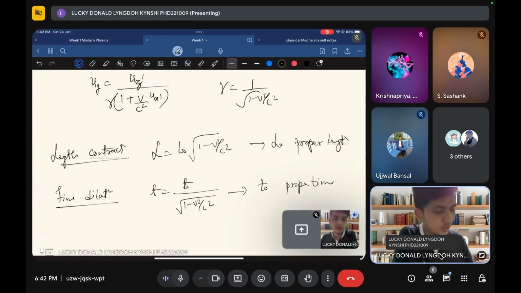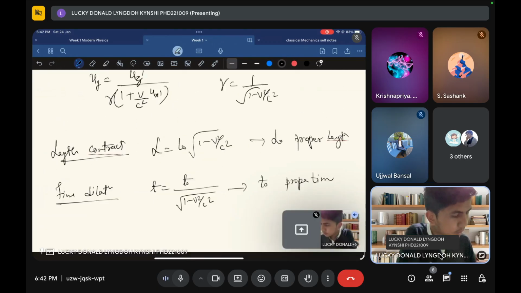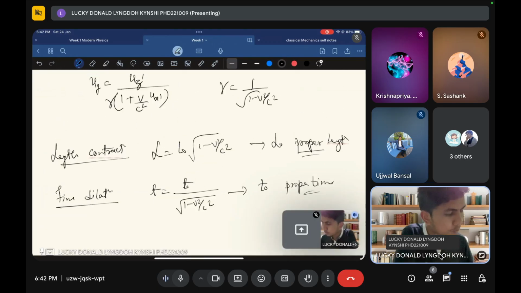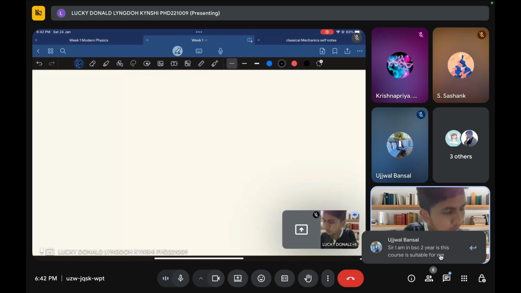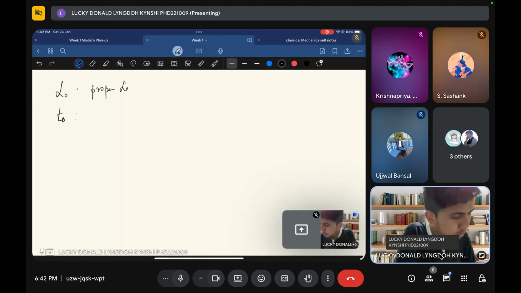Because I have rushed a little, let me give you 1 or 2 minutes about the proper length and the proper time, because I couldn't discuss properly why we use proper length and proper time, that is L naught and T naught. What is proper length and what is proper time?